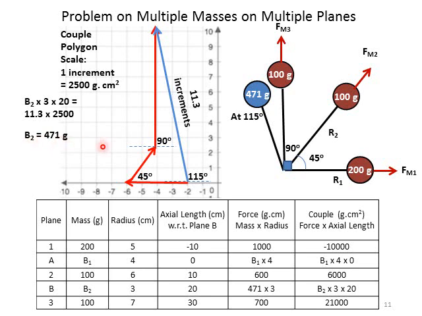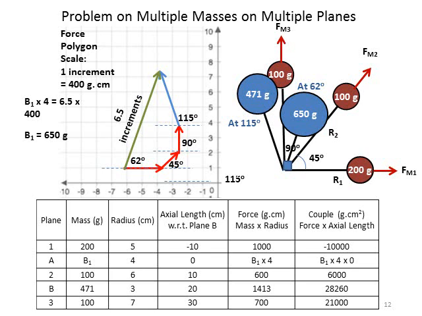The only unknown left is B1. Please note that by this polygon method, we also know the angular position, or the theta, of this B2, which is at 115 degrees. Now, when we know the magnitude of B2, which is 471 gram, we have to draw another polygon.